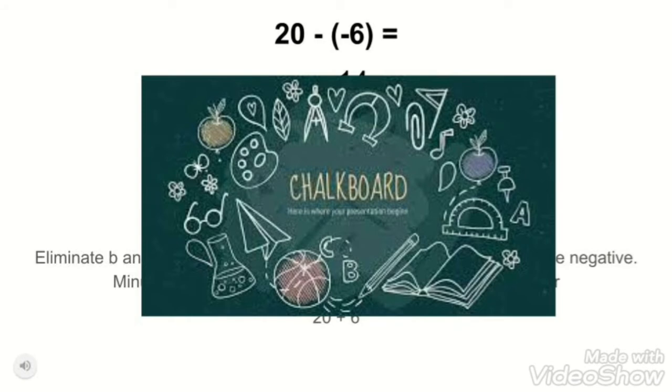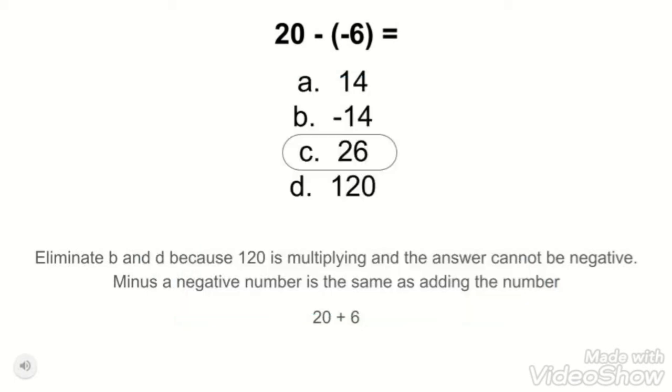Okay, so we have 20 minus parentheses negative 6. So that is 20 minus a negative 6. And I know you know that minus a negative means plus. It means you add it. You change the negative and the negative to positive. So it is 20 plus 6. And yes, 20 plus 6 is 26.